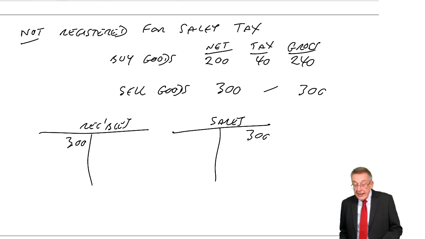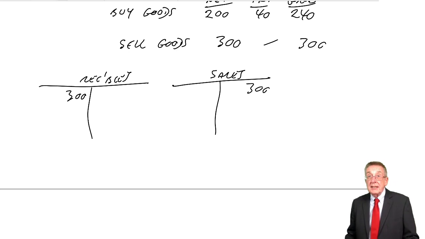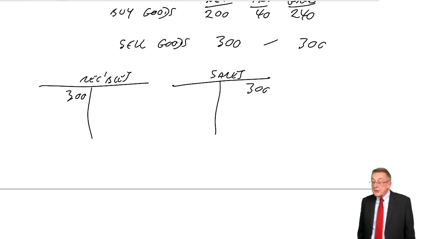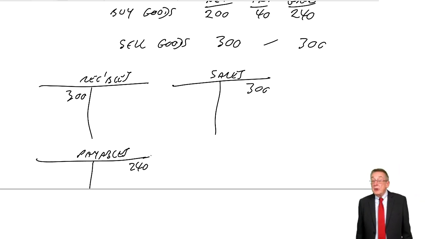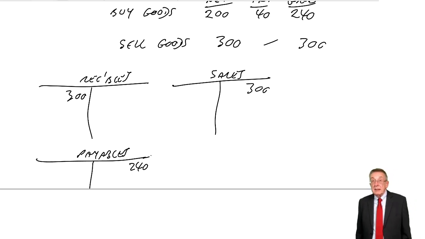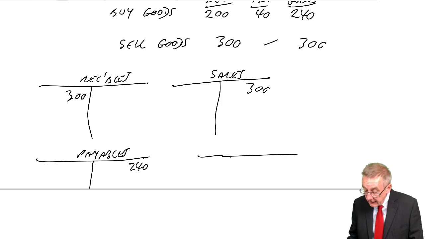However, if you're not registered, not only are you not charging tax, but you don't get back any tax you've suffered. So when we bought goods, we were owing 240, and if we bought on credit, we'll credit payables 240. However, if you're not registered for tax, you're not going to get back the tax, so the full cost is 240.